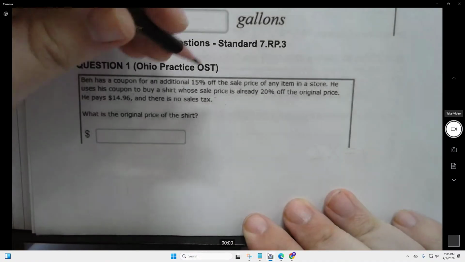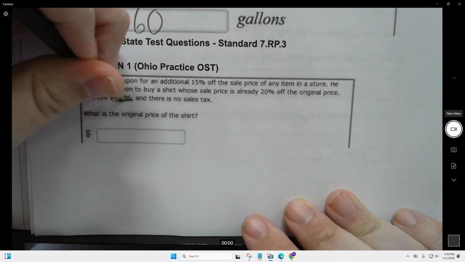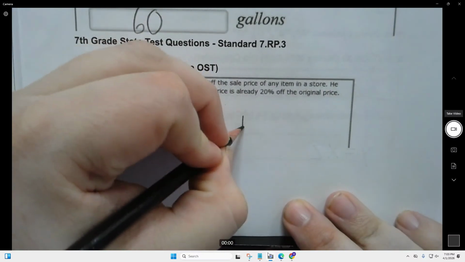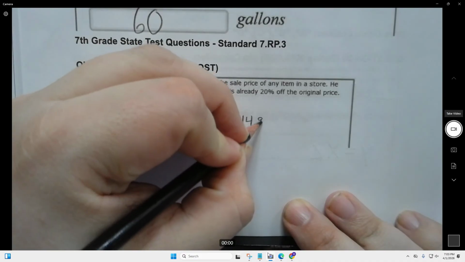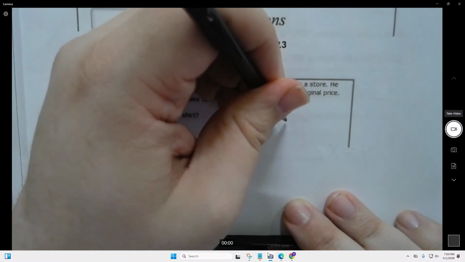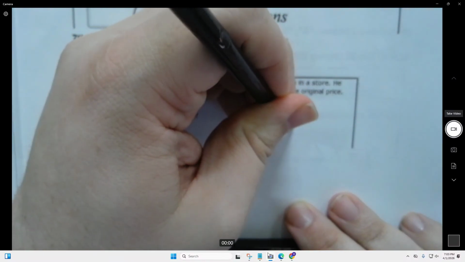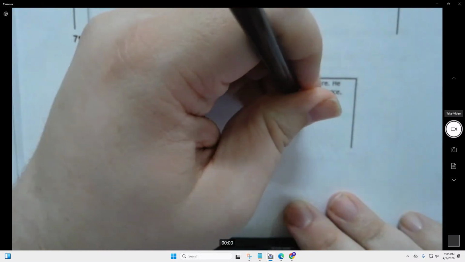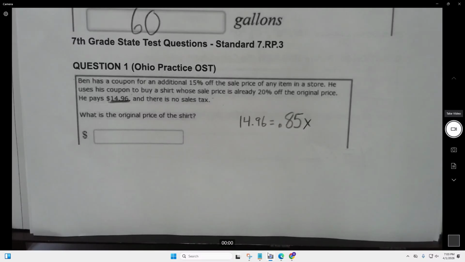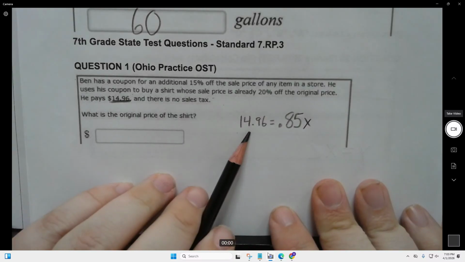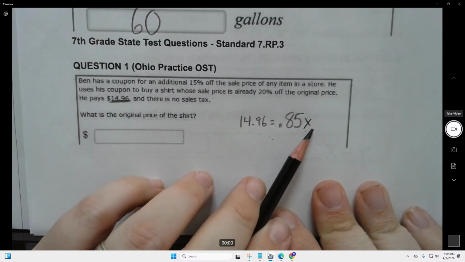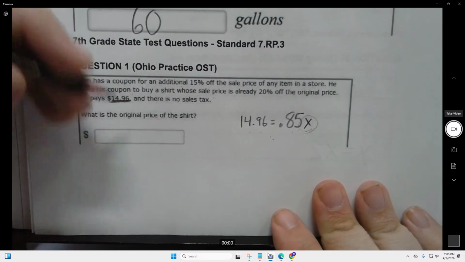So he pays $14.96, okay? So $14.96 was his final price. That's after he took off an additional 15% of the original discounted price, okay? 14.96 is 85% of the original discounted price.